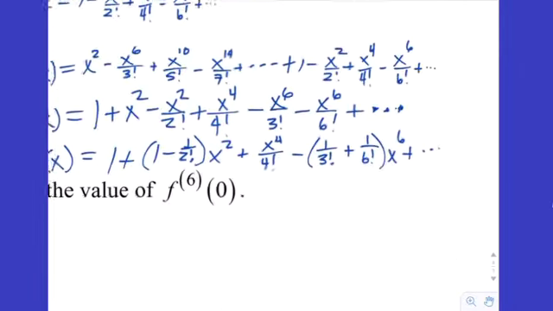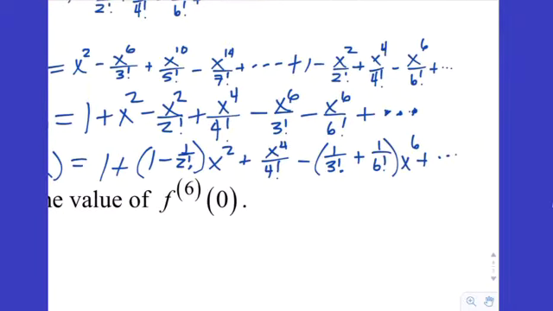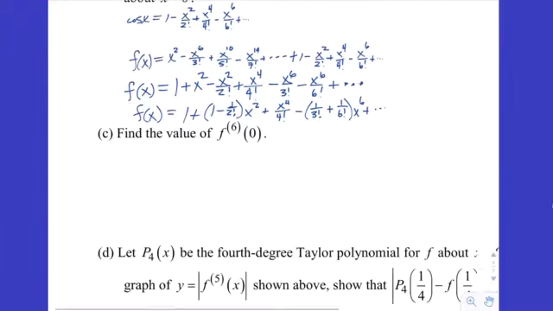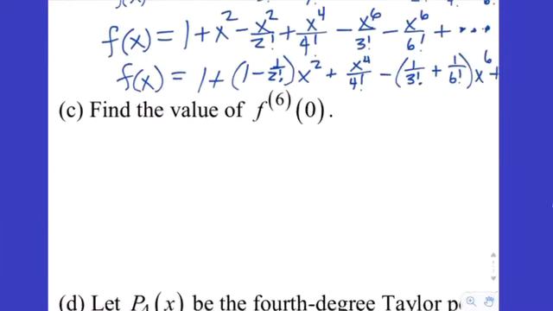In this case here, if I leave the minus x to the 14th over 7 factorial, is that okay? If I leave it, since it wasn't one of my first 4 terms? I can, but it has to be right, yeah? So you might want to go back and erase that, so on and so forth. Okay, so here we go.